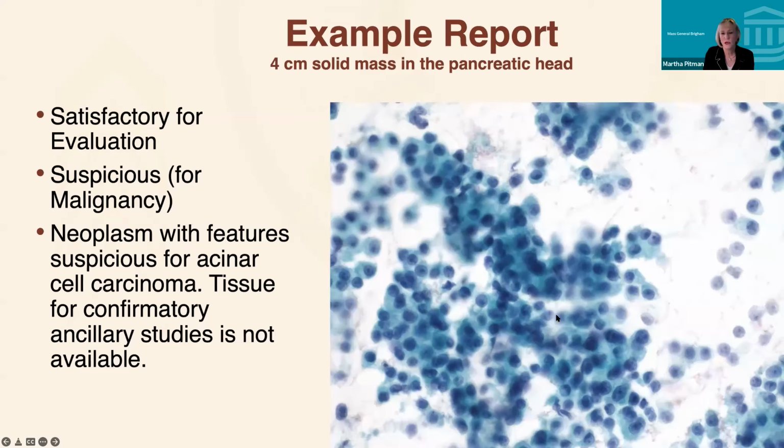Similarly, if I don't have tissue to get ancillary studies to support an acinar cell carcinoma, this is a solid cellular, non-ductal appearing neoplasm with a monomorphic population of tumor cells with the differential of endocrine, acinar, solid pseudopapillary tumor. So we need tissue to confirm the diagnosis, and without that, suspicious for malignancy would be appropriate.